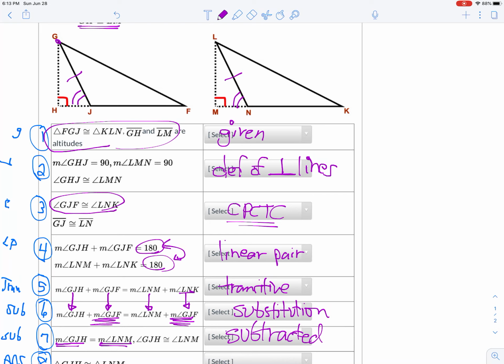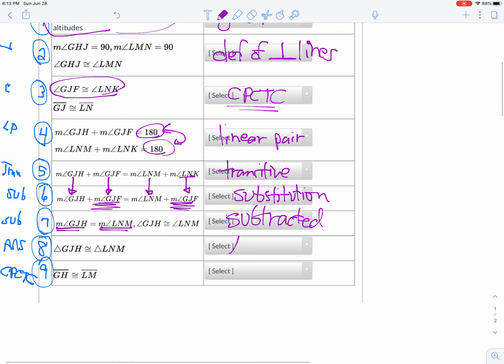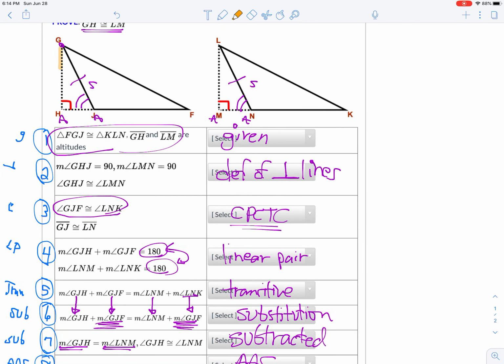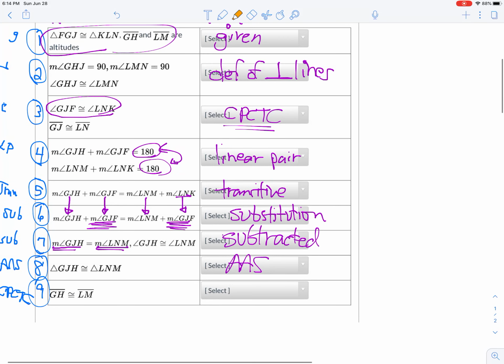I'm going to put marks in there. Aha, we have an angle and a side in one triangle, and the angle and the same side in the other triangle. AAS congruence postulate. And then, because those two triangles are congruent, we can say those corresponding parts of those congruent triangles are congruent. CPCTC.